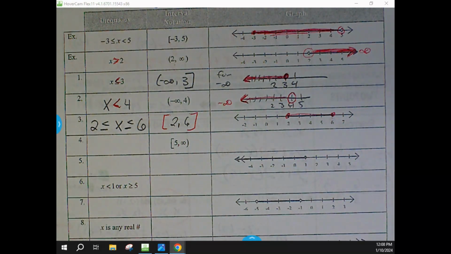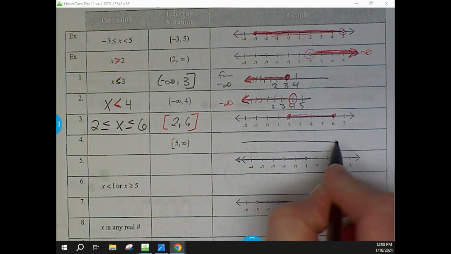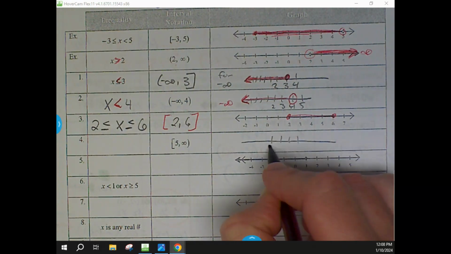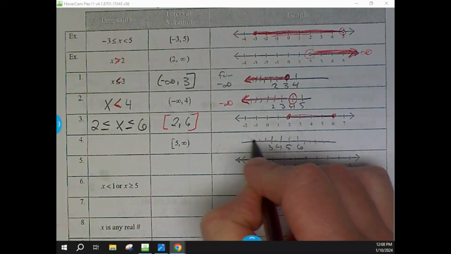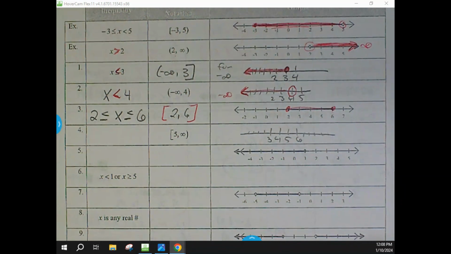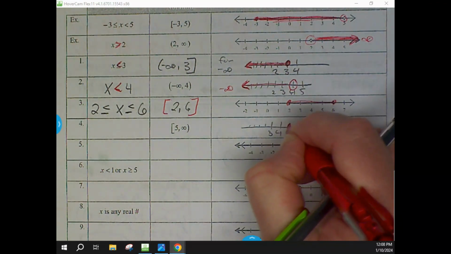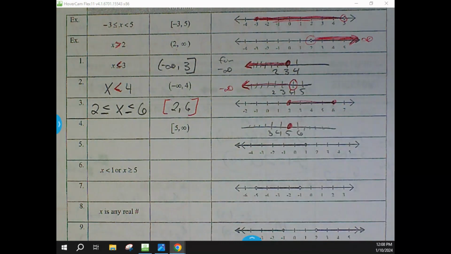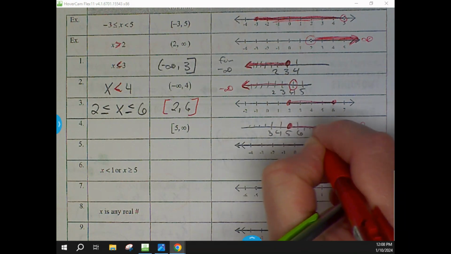All right, so 4. We've got 5 to infinity. And again, we know the numbers keep going forever in either direction, but we're just going to label the couple of numbers we've got there around it. You got a square bracket on 5. So solid circle. It's going to infinity, and infinity's over here, so it's going to go that way.